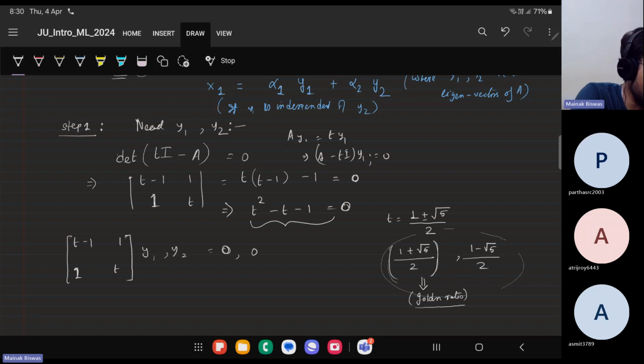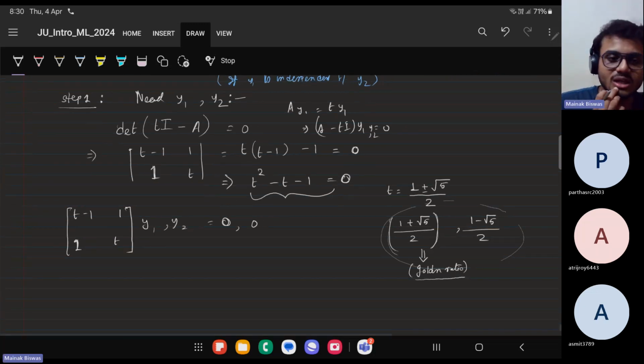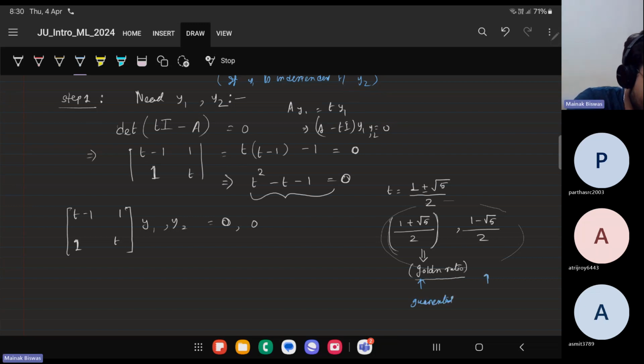Similarly, t2 comma y2. Now I want to tell you, instead of using the values of t, which are two, so now see there are two values. So this is guaranteed to have independent eigenvectors. Yes or no? Yes, because it is diagonalizable. So we are happy about that. But let us find y1 and y2 in terms of t itself.